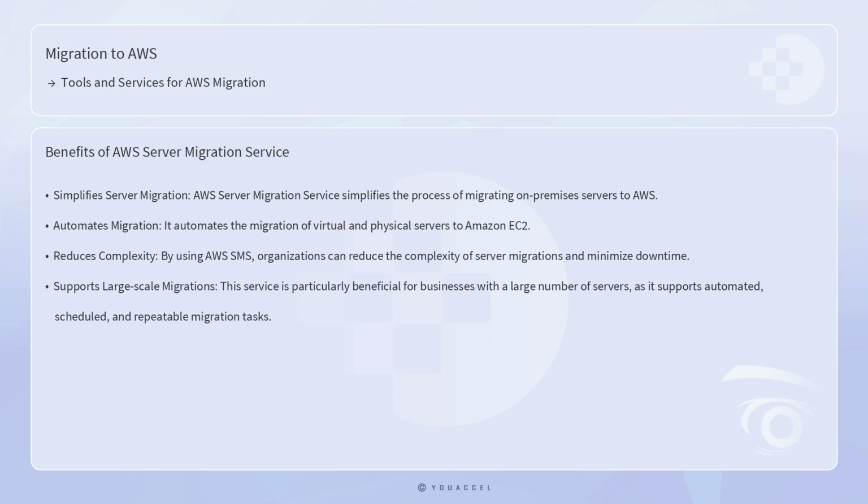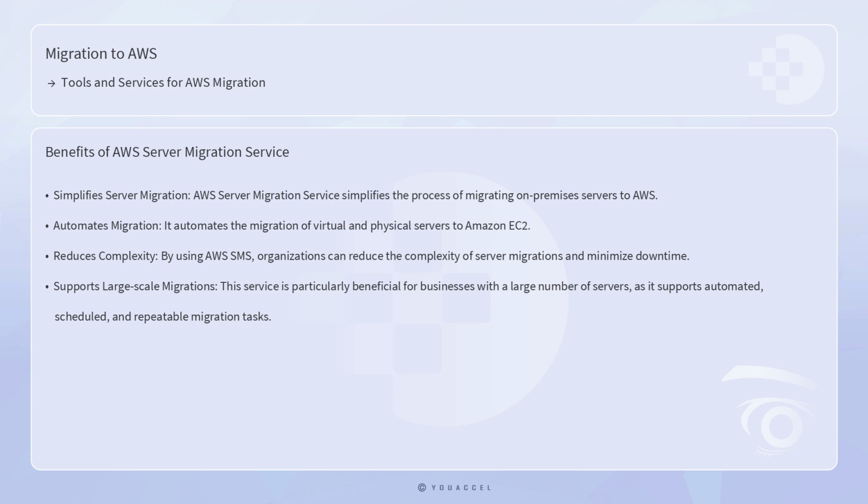AWS Server Migration Service simplifies the process of migrating on-premises servers to AWS. It automates the migration of virtual and physical servers to Amazon EC2. By using AWS SMS, organizations can reduce the complexity of server migrations and minimize downtime.